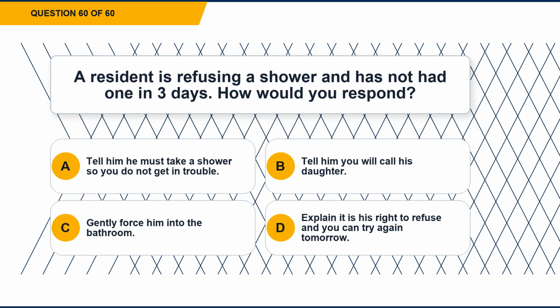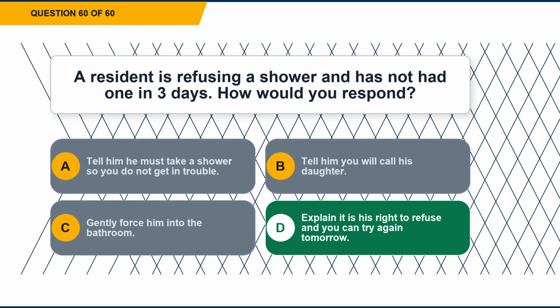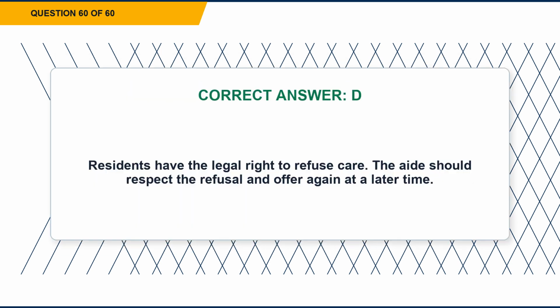Question 60. A resident is refusing a shower and has not had one in 3 days. How would you respond? Option A, tell him he must take a shower so you do not get in trouble. Option B, tell him you will call his daughter. Option C, gently force him into the bathroom. Option D, explain it is his right to refuse and you can try again tomorrow. The correct answer is option D, explain it is his right to refuse and you can try again tomorrow. Explanation: residents have the legal right to refuse care. The aide should respect the refusal and offer again at a later time.